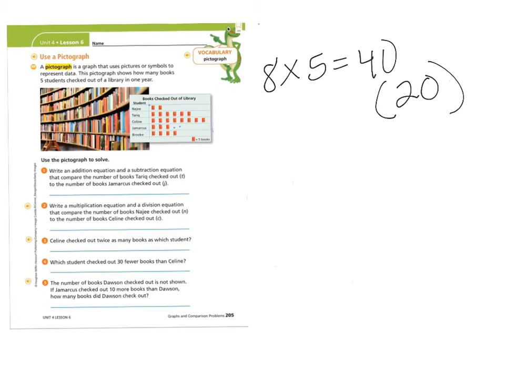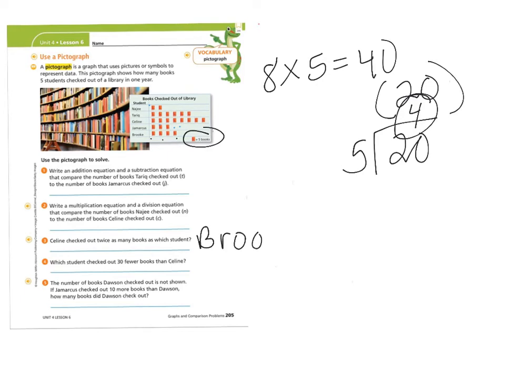But not 20 rectangles here. Remember there, we times them by 5. So you would need to do 20 divided by 5 equals 4. So you are looking for somebody who has 4 red books on their line. Do you see who that would be? I see Brooke. Right here, Brooke has 4. Good job.